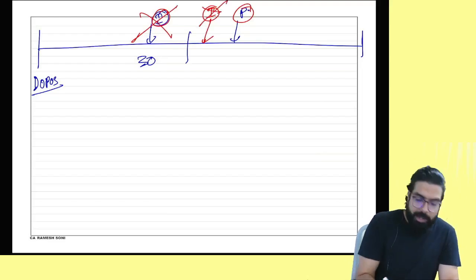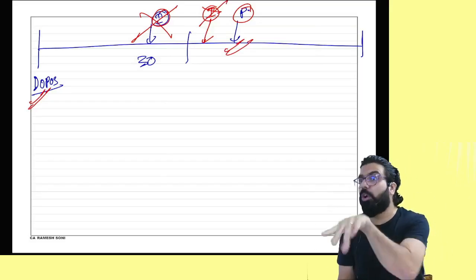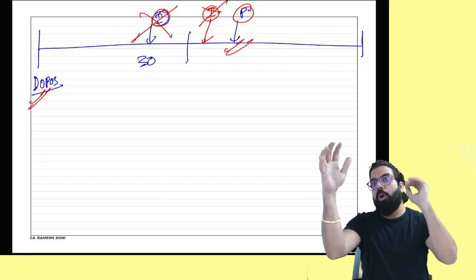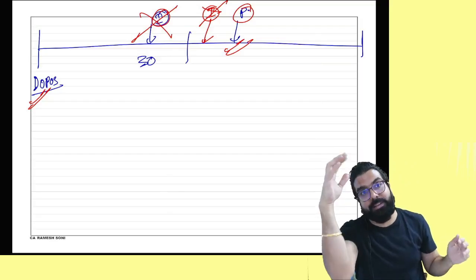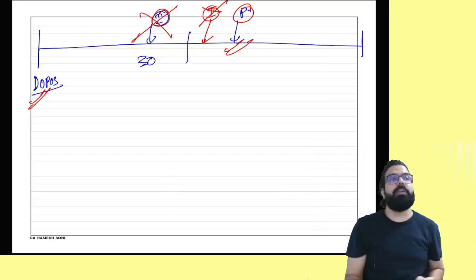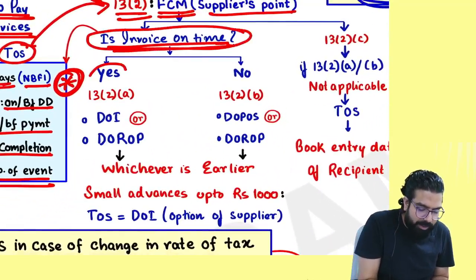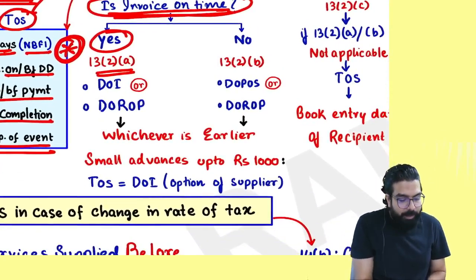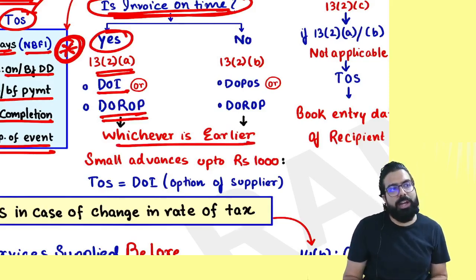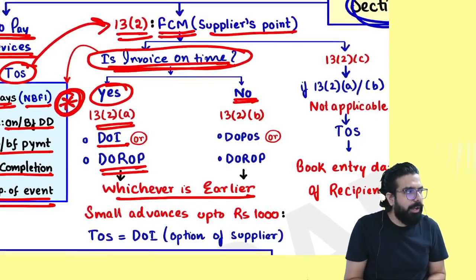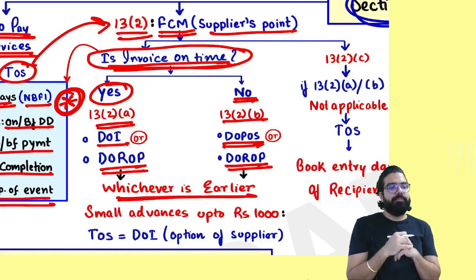Now it will be payment or date of providing the service, whichever is earlier. Always remember, if the invoice is on time, invoice or payment, whichever is earlier. If you did not issue the invoice on time, the day you provided the service or the day you received the payment, whichever is earlier. Everyone over here, see. Is the invoice on time? If your answer is yes, then section number 13(2)(a) says date of invoice or date of receipt of payment, whichever is earlier. Sir, if the invoice is not issued on time, then the date of provisioning of service or date of receipt of payment, whichever is earlier.